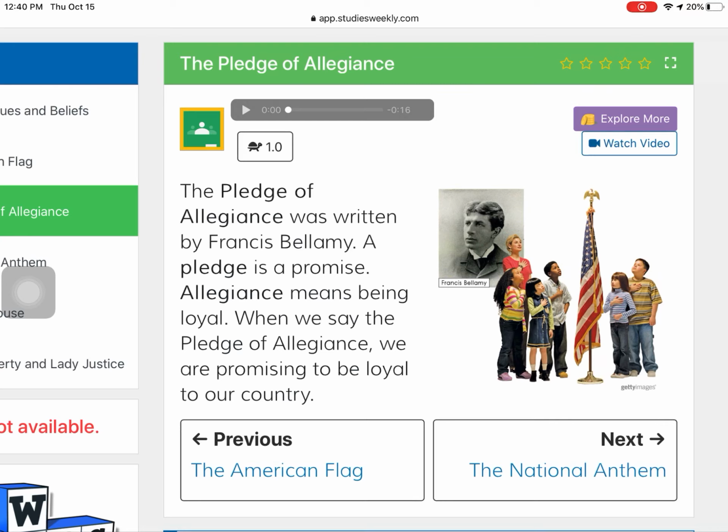And then our group of children, what does it look like they are doing? They have their hand over their heart. They're looking up at the flag. They're being very respectful of the flag. Any guesses on what they're doing? They are most likely saying the Pledge of Allegiance. Very good if you said that.